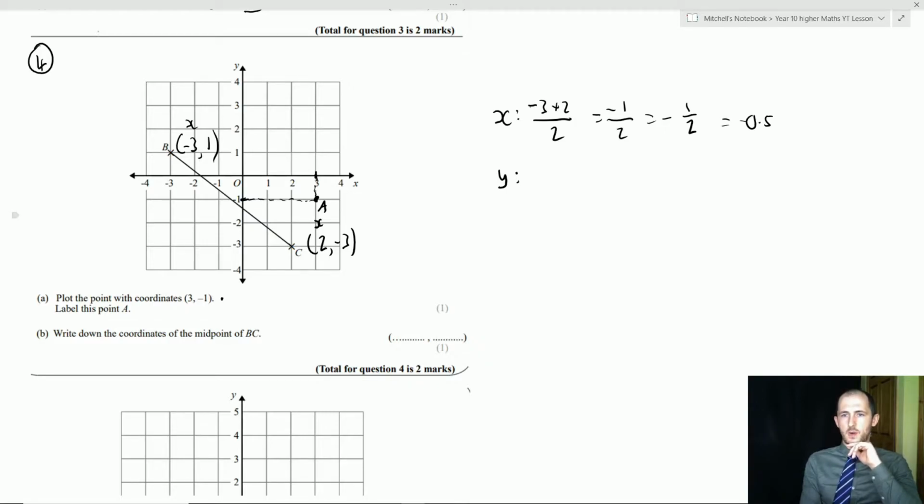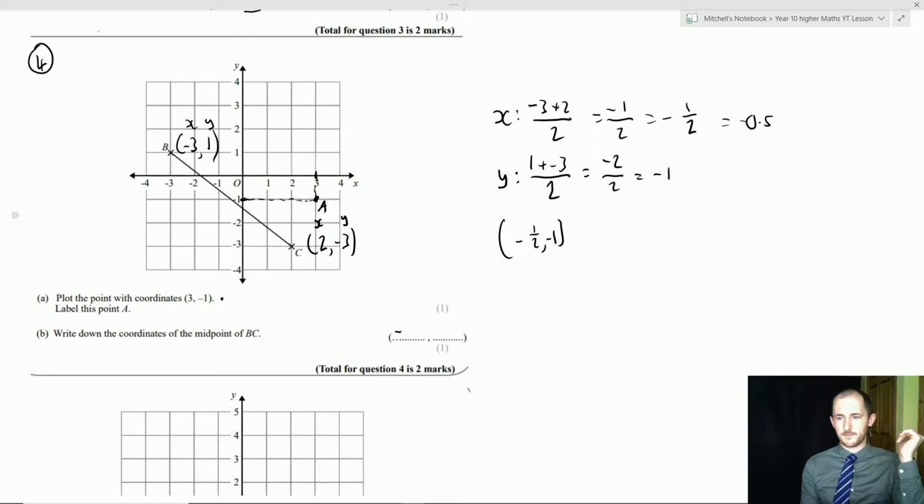So with y, again, add the y coordinates. The y coordinates are the other numbers, or the second one. So 1 plus -3. Don't write -3 because that'd be something different. Over 2. 1 plus -3 is the same as doing 1 minus 3, which is -2 over 2, which is -1. Okay, so our coordinate here is going to be -1/2, comma 1, -1. That's a half. 1.